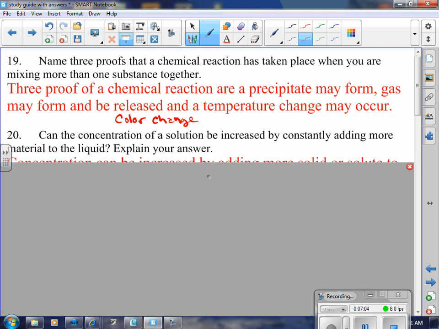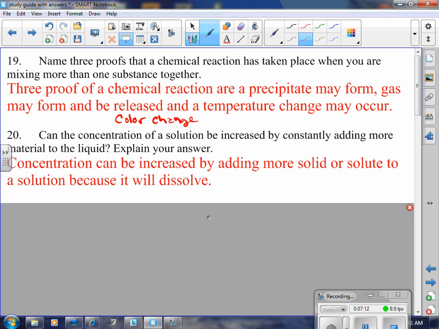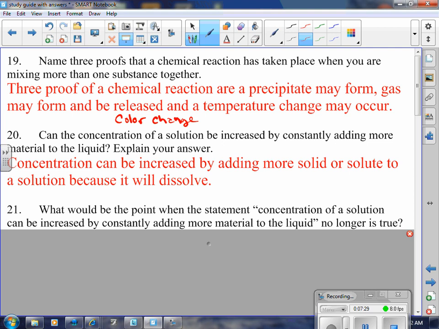Okay. Can the concentration of a solution be increased by constantly adding more material to it? Explain your answer. Yeah, you can increase it by adding more material to it, right? If I have something that has little concentration, say I have water and it's got 5 milliliters of salt in it, I can still add more to it, and that will increase the concentration as the solute dissolves and absorbs in the solution. So then this is extending that answer out a little further.